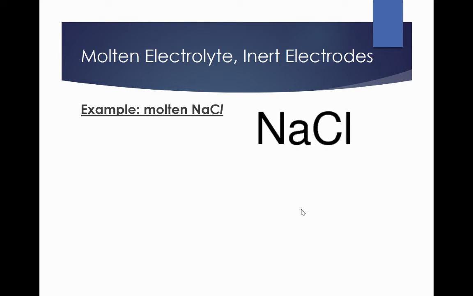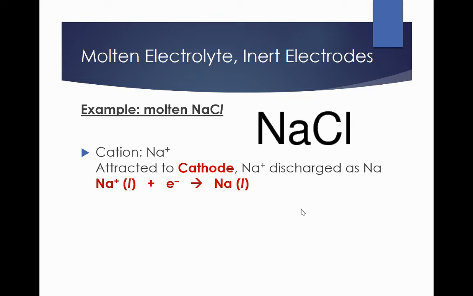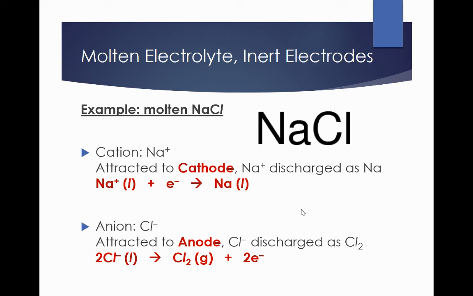Now let's look at a very classic example, which is your molten NaCl. And you notice here that there are only two ions present. The cation would be sodium and the anion is chloride ions. The cation will definitely be attracted to the cathode, and Na+ will therefore be discharged as Na atoms, and eventually they form molten sodium. The anion Cl-, the chloride ions, will be discharged as chlorine gas molecules, and therefore these are the two half equations that are present in the electrolysis of molten electrolyte.